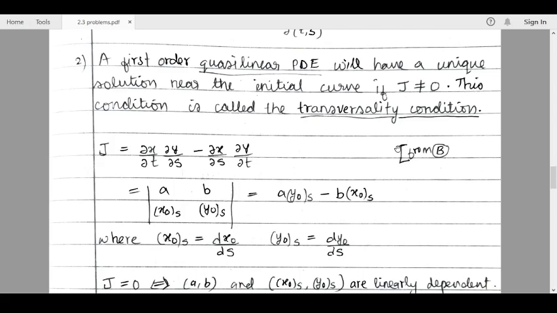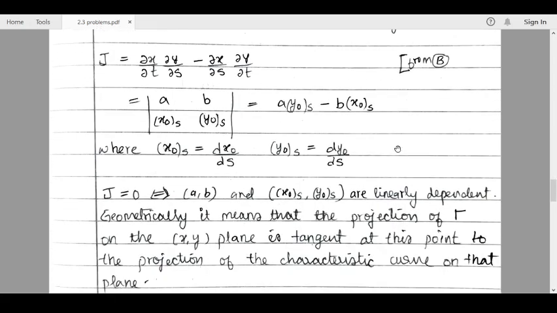Now what is Jacobian? We have discussed this in the last class. So it is defined to be ∂x/∂t ∂y/∂s minus ∂x/∂s ∂y/∂t. So if you write in the determinant form, we can see that it is a, b, x0'(s), y0'(s). x0'(s) is nothing but dx0/ds. So here we are differentiating x0, that is the initial curve. Okay, x0 is the initial curve. y0'(s) is dy0/ds. It is the initial curve.